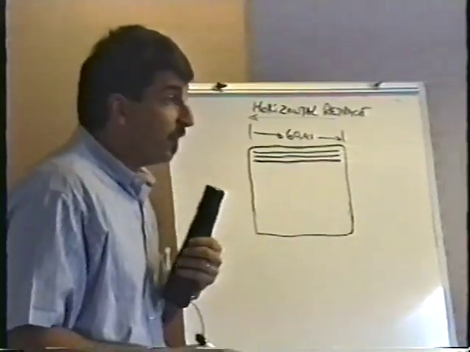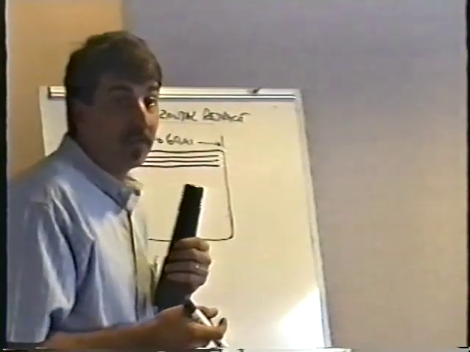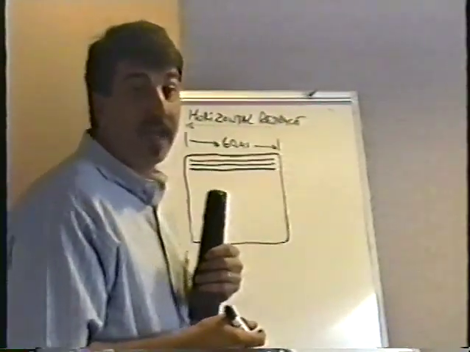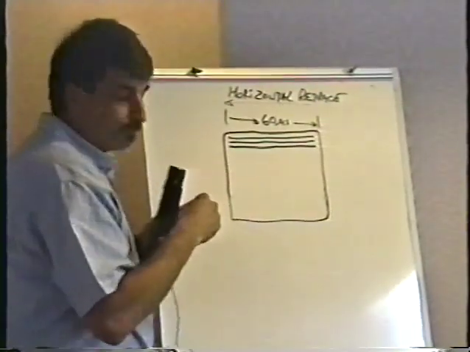In other words, the beam moves more slowly from left to right, although 63 millionths of a second isn't what I would call slow. But then it quickly moves back to the left again. It moves from left to right, and then it quickly retraces its steps and moves back to the left-hand side again. So it's called the horizontal retrace.